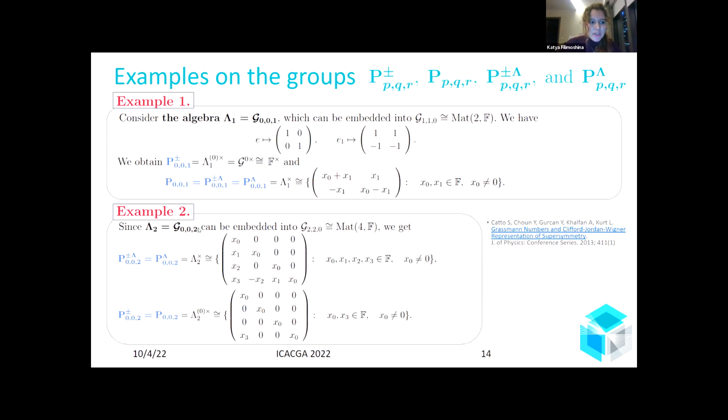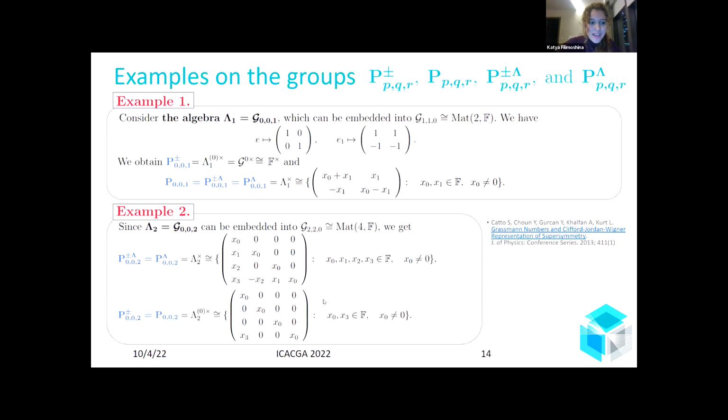This degenerate geometric algebra can be embedded into the non-degenerate algebra G(2,2,0) using the Clifford-Jordan-Wigner representation. And this non-degenerate algebra G(2,2,0) is isomorphic to this matrix algebra. We get that two of the groups which have the upper index lambda are isomorphic to the following matrix group. The other two groups without the upper index lambda are isomorphic to this matrix group.